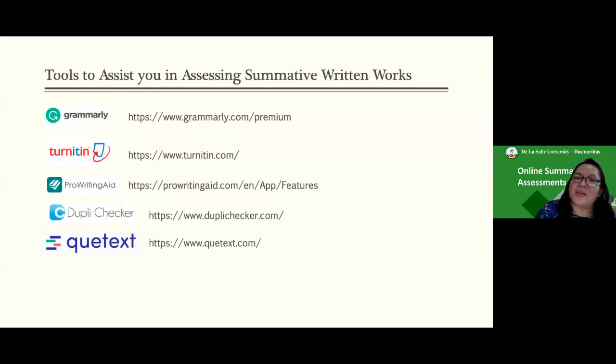And to help you assess the summative written works of your students, here are some tools that you can explore. We have Grammarly. This is a tool where you can check the grammar of your students' work, or even run plagiarism checks. Grammarly has a plagiarism check, but I think it's for a fee. Kitex can check for plagiarism for free. Let me show you. I'll just unshare this one and then refer you to the site.